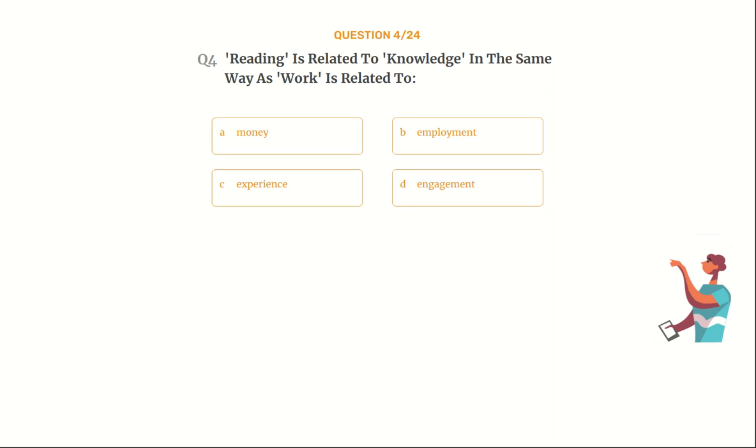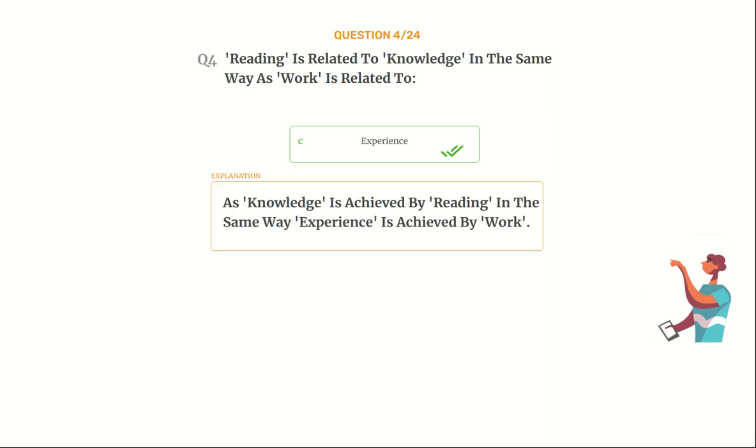Question number 4. Reading is related to knowledge in the same way as work is related to? Option A. Money. Option B. Employment. Option C. Experience. Option D. Engagement. The correct answer is Option C. Experience. As knowledge is achieved by reading, in the same way experience is achieved by work.